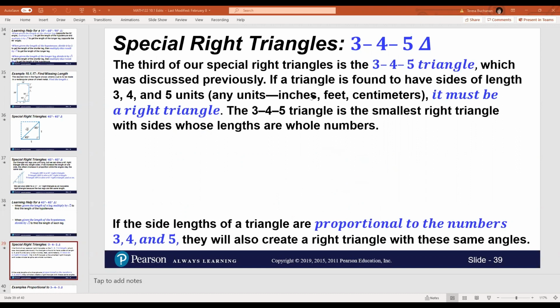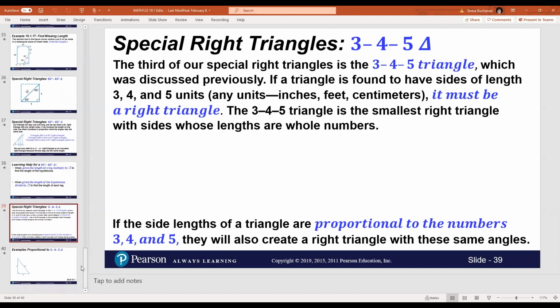And the angles will be the same. That's the critical idea there, that the same angles will show up in any 3, 4, 5 multiple. The angles will be the same no matter what those side lengths are. If they're in that 3, 4, 5 relationship, the angles are the same.